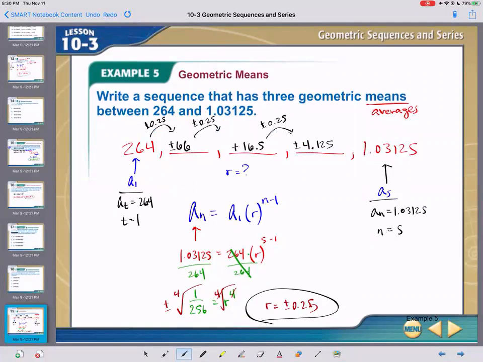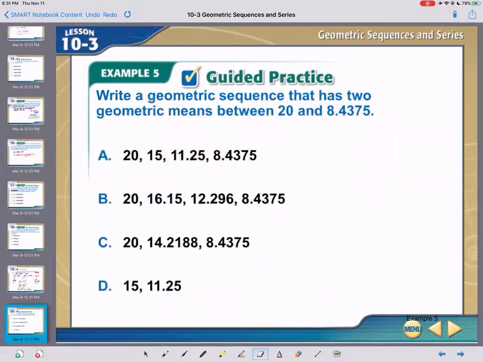Okay, so don't stress on the plus or minus part, but the 66 could be negative as well as the 4.125. But no matter what, the 16.5 will be positive. With that, I'm going to go ahead and erase that plus so it doesn't look weird. No matter what, that would be positive because if you were multiplying by a negative 0.25, two negatives would turn positive anyway. So with that, you have DOL number 5. You can go ahead and pause the video.